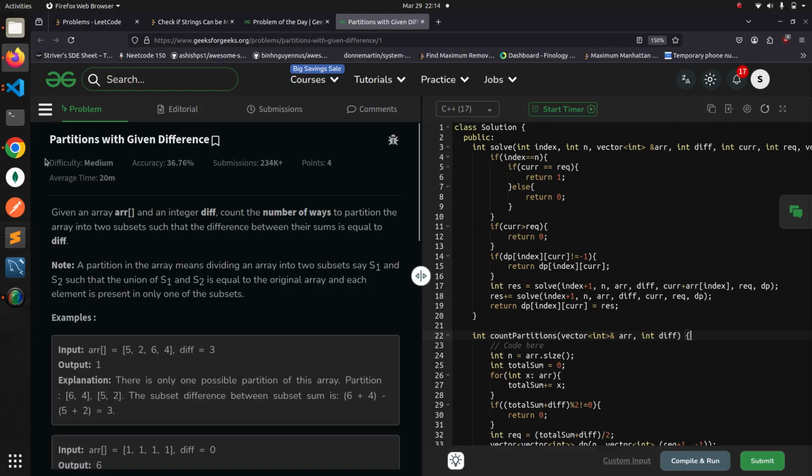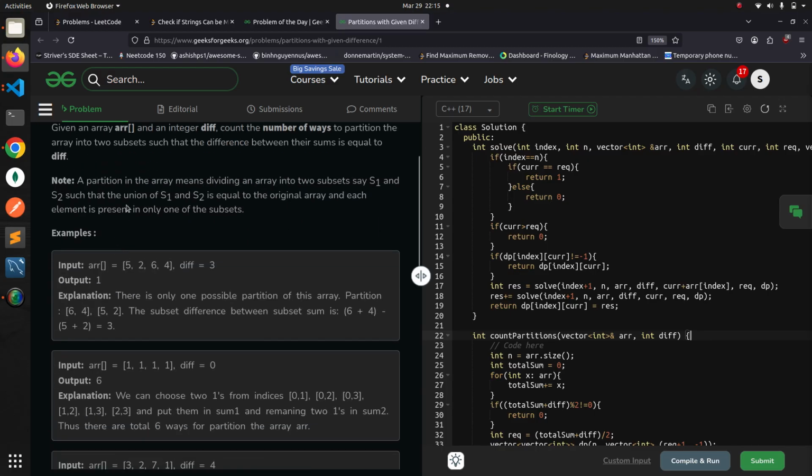Now let's see today's problem. Partitions with given difference. Given an array ARR and an integer difference, count the number of ways to partition the array into two subsets such that the difference between their sums is equal to the difference. A partition in an array means dividing an array into two subsets, say S1 and S2, such that the union of S1 and S2 is equal to the original array and each element is present only in one subset.